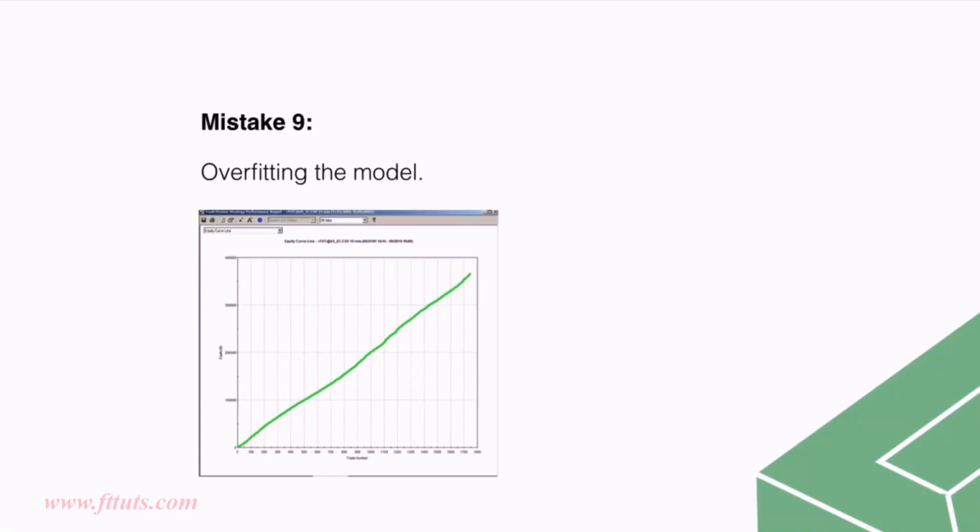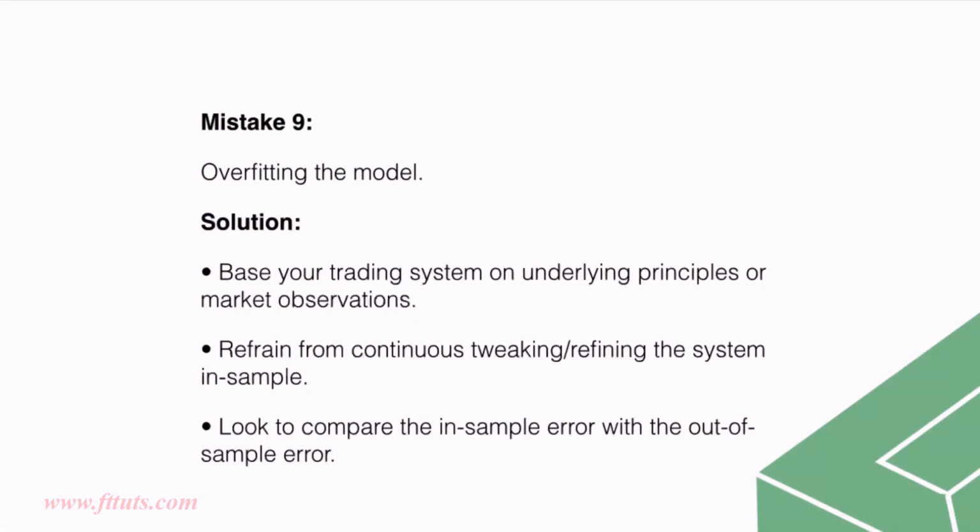Parameters here are the equivalent to degrees of freedom. As the degrees of freedom increase, so does the possibility of overfitting. Base your trading system on underlying principles or market observations and refrain from continuous tweaking or refining the system in sample. Also look to compare backtest statistics such as the in-sample error with the out-of-sample error, and they shouldn't be wildly different.